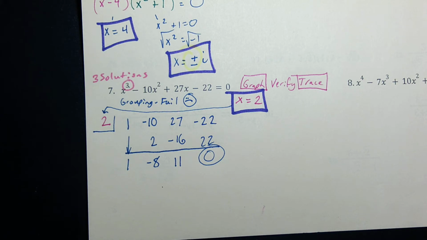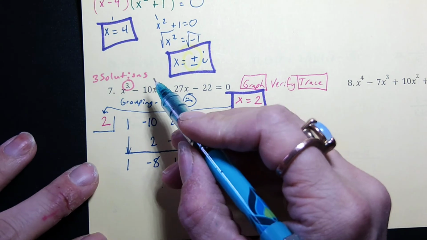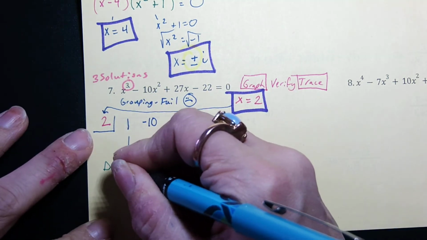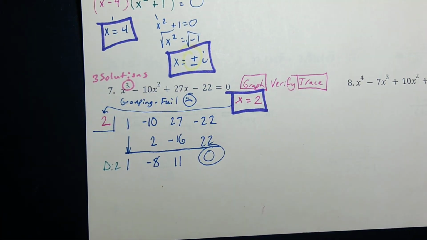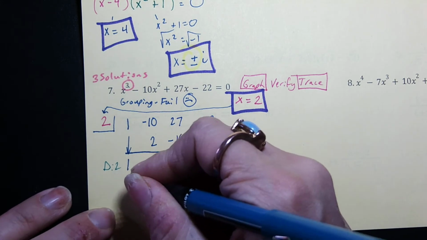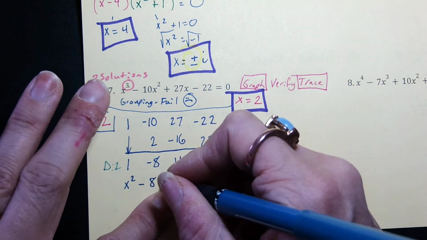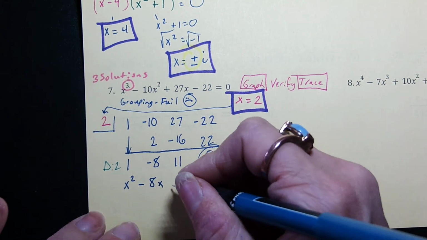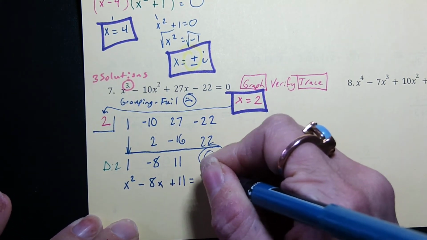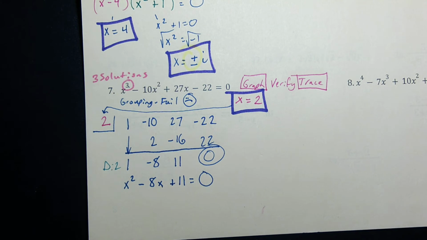So what does this do to our polynomial? It depresses it down to a smaller power. So we started with degree 3. It is now a degree 2 polynomial. So x squared goes with the 1, 1x squared. Then negative 8 gets the x, the next power down. And then plus 11 equals 0. So now we have something smaller that we try to solve.